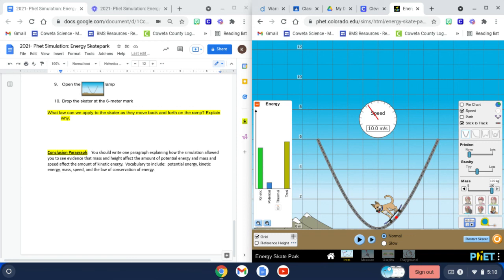Okay, so you are going to write 4 to 5 sentences basically explaining what you did in the simulation. And you got to make sure you include potential energy, kinetic energy, mass, speed, and then the law of conservation of energy. So tie in those vocab words to what you did in the simulation, and you will be able to figure it out.